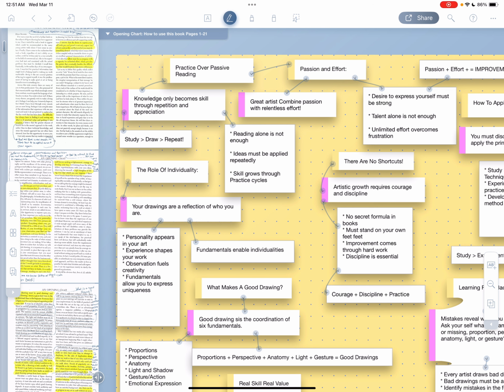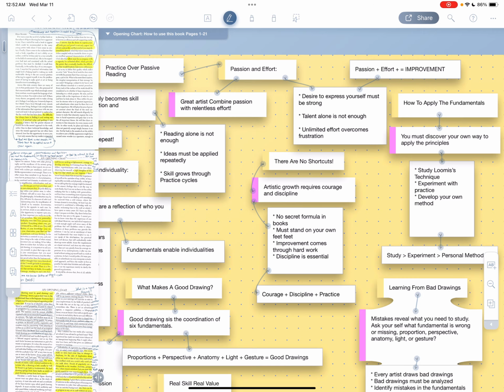The key concept is knowledge only becomes skill through repetition. Andrew Loomis stresses you must study, draw, and repeat. Repetition, repetition, repetition. I also have on here reading alone is not enough. Ideas must be applied repeatedly. Skill grows through practice cycles, and that's something from the past I never did.